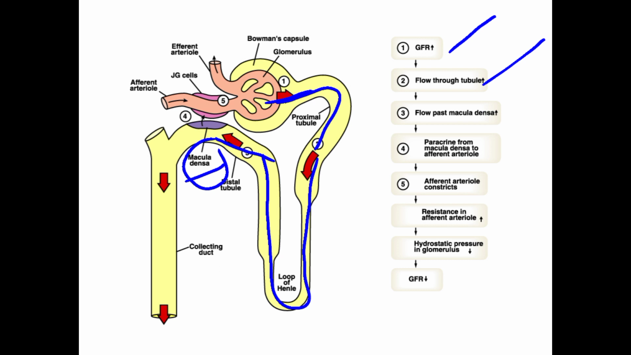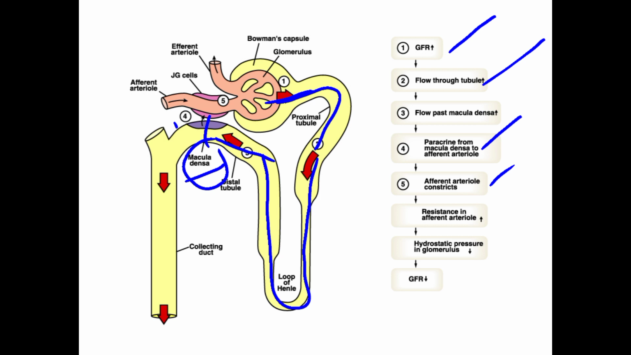You can see here the fourth point: it gives a feedback to the JG cell. The macula densa acts as a sensor that will detect that the flow is increased or the sodium concentration is increased. In the filtrate, sodium is present, so if the flow increases, sodium reabsorption is not taking place properly. That is sensed by the macula densa, and it will give a feedback to the JG cells.